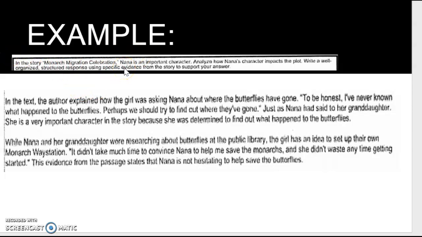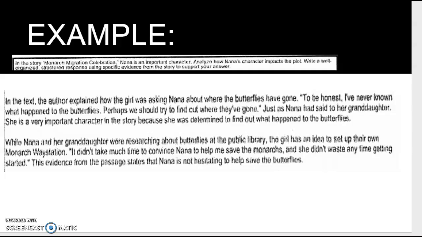We didn't read the story, but that's okay. In the story, Monarch Migration Celebration, Nana is an important character. Analyze how Nana's character impacts the plot. Write a well-written, well-organized, structured response with specific evidence from the story to cite to support your answer. So just looking here, this is the body paragraph, and they made 2 tiny body paragraphs, okay? But let's see if they have the elements.